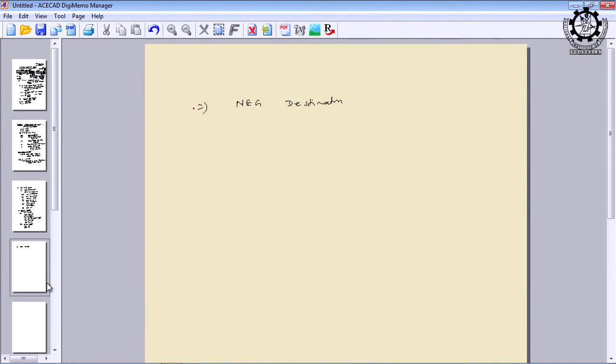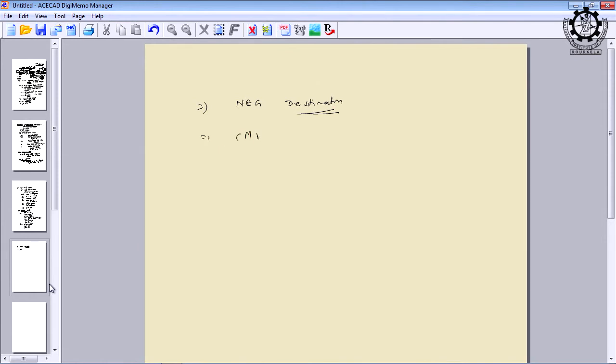So, what is this instruction? NEG. NEG stands for negate. Only the sign of that particular operand which you have written in the destination place will be changed. If it is negative, it will become positive. If it is positive, it will become negative. I think this instruction was not there in 8085. This is an additional instruction available in 8086.